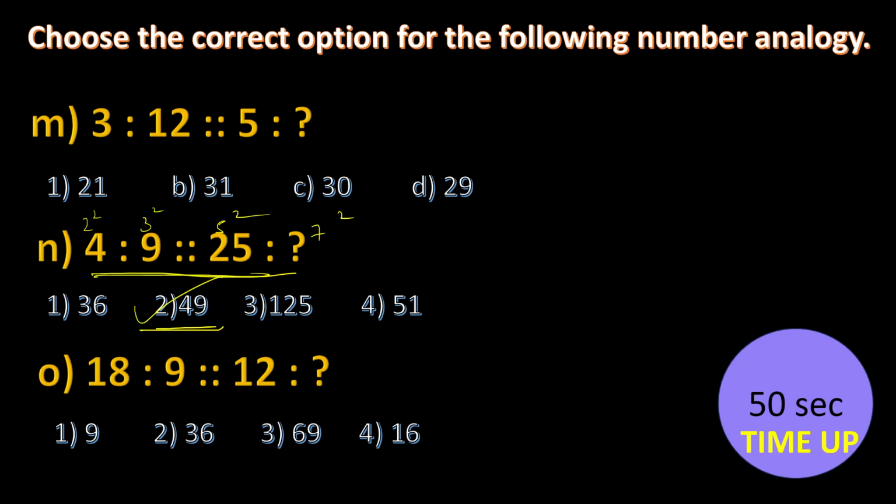Okay. Now these two we will solve. Okay. So 3 is to 12 we have. Then 5 is to what? Is the question mark. So from 3, how you got 12? Okay. So if you use 3 square concept, 3 square is 9.